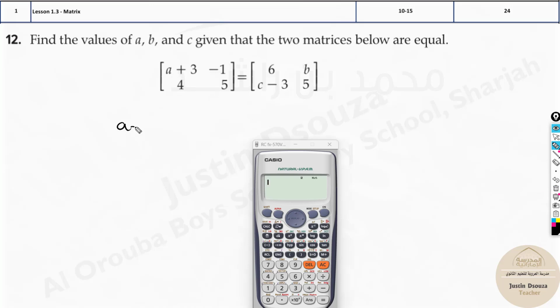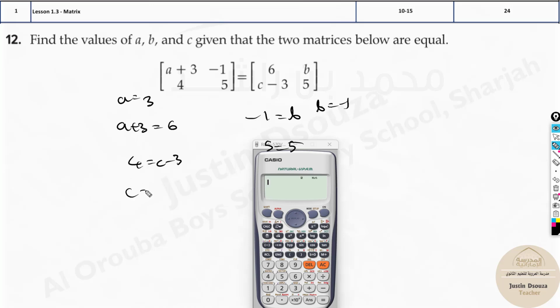What it means is A plus C is equal to 6. Now what about the next one? Minus 1 is equal to B. And 5 is equal to 5. Obviously, there's nothing to do in that. It's only constants. Whereas 4 is equal to C minus 3. You can just take it to the other side and solve it directly, or you can use your calculator. I'll show both the ways. Over here, A will be 6 minus 3. That is 3. B is negative 1.